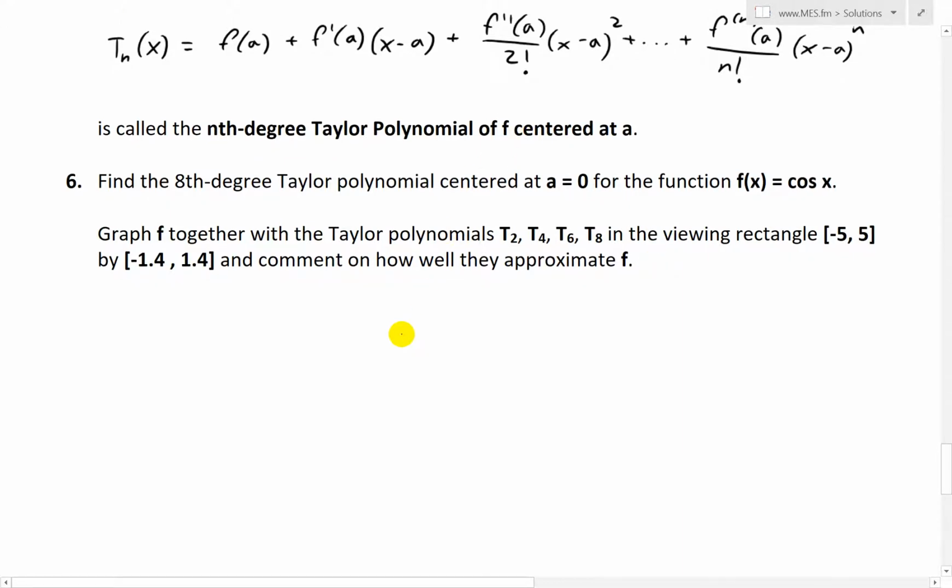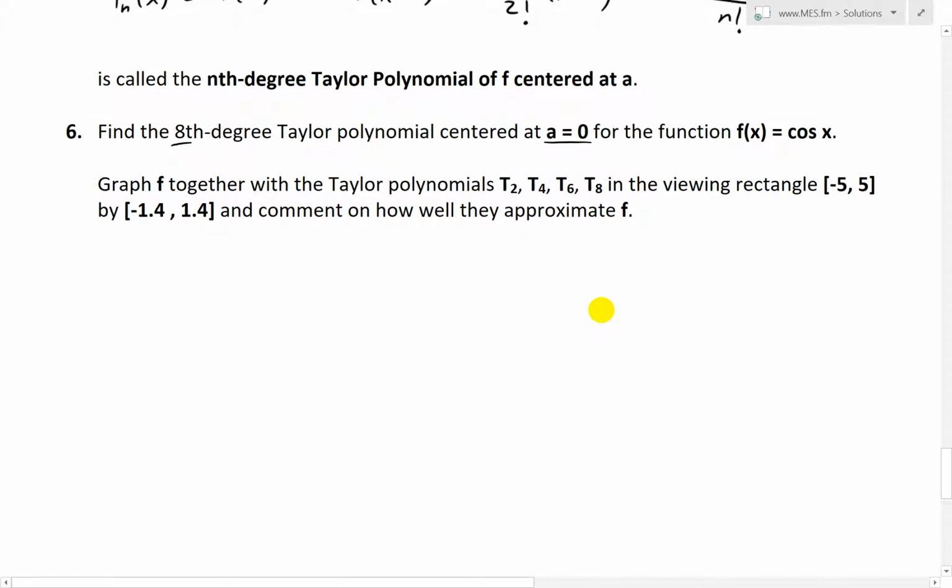Question 6 states, find the 8th degree Taylor polynomial centered at a equals 0 for the function f of x equals cosine of x. And then it also states in this example, graph the function f together with the Taylor polynomials T2, T4, T6, and T8 in the viewing rectangle -5 to 5 by -1.4 to 1.4. This is just the x interval, this is the y interval, and comment on how well they approximate the function f.